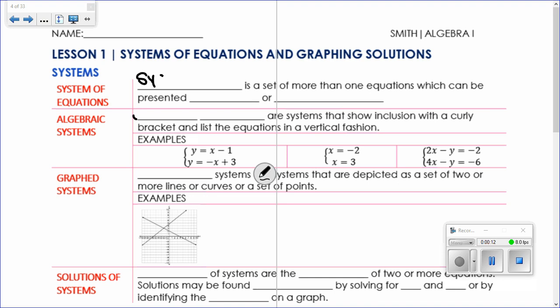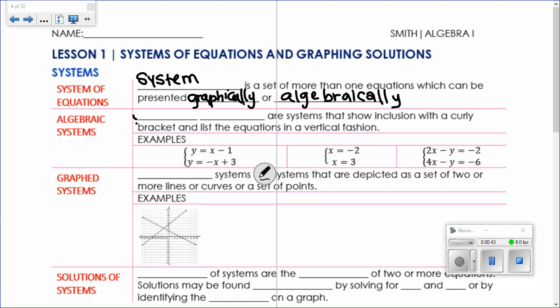So a system is a set of more than one equation which can be presented graphically or algebraically. Now, if I spell that wrong, that's okay because I'm a math teacher, not an English teacher. Although usually my spelling is on point.